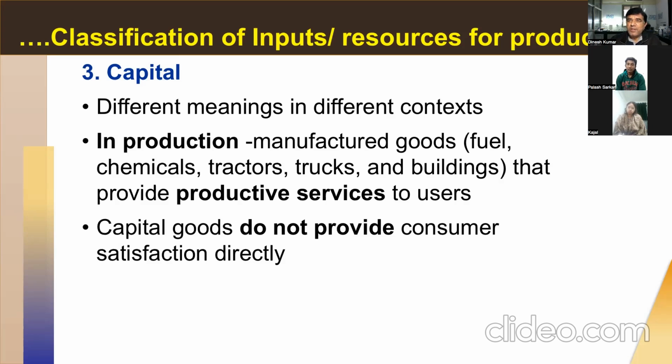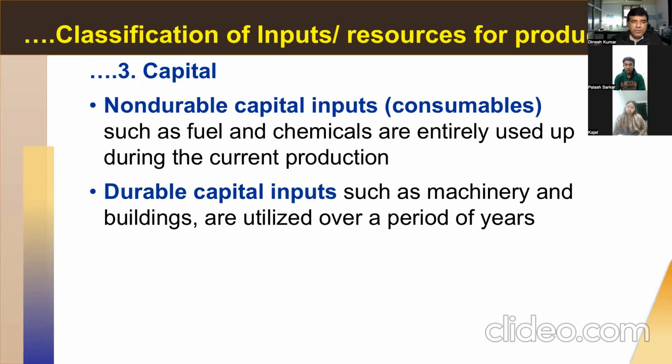Is it clear, this capital? Capital is not money, but money is used to buy these resources. Some resources are immediately consumed, and some are consumed again and again, year after year. So items used year after year are your long-term capital items, and short-term capital items are your seed and fertilizer, which are directly consumed in the production process. Non-durable capital inputs like consumables, fuel, and chemicals are entirely used up during the current production. And durable capital inputs, machinery and buildings, are utilized over a period of years.